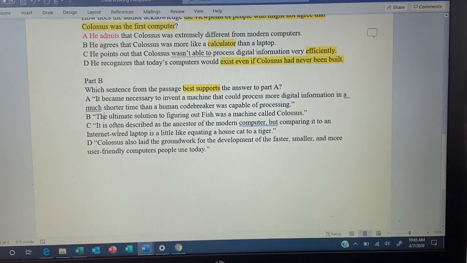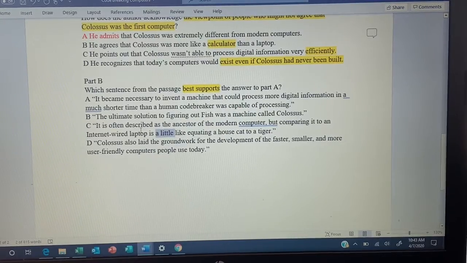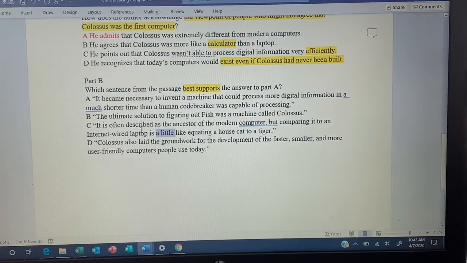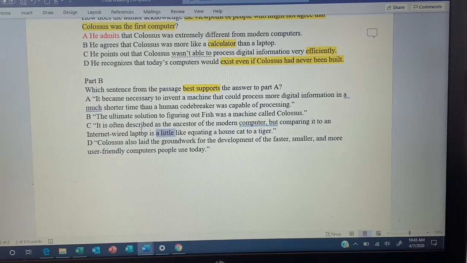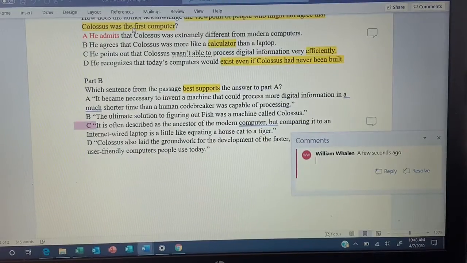C says it's often described as the ancestor of the modern computer, but comparing it to an internet-wired laptop is like equating a house cat to a tiger. So this is the section we went back to where we see our simile, and this is where he recognizes anybody's opposing viewpoint to him saying that Colossus is a computer. He's like, yeah, it's a computer, but wait, before you start having your opposing viewpoints and saying this is nothing like a modern computer, let me just say, to compare Colossus to a modern computer is like comparing a house cat to a tiger. Right now, I'm thinking C is going to be our best answer so far, so we can put a definite question mark next to that.